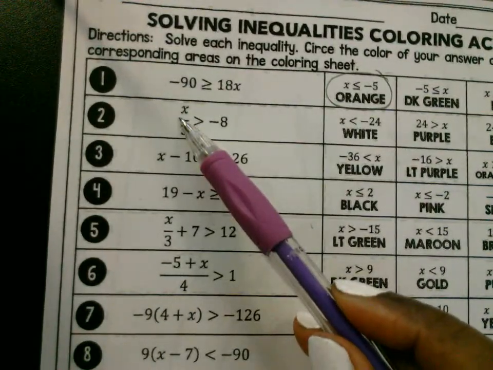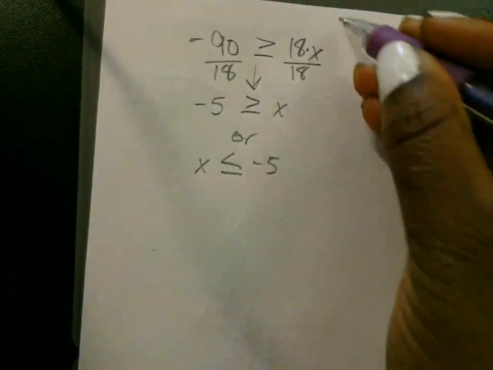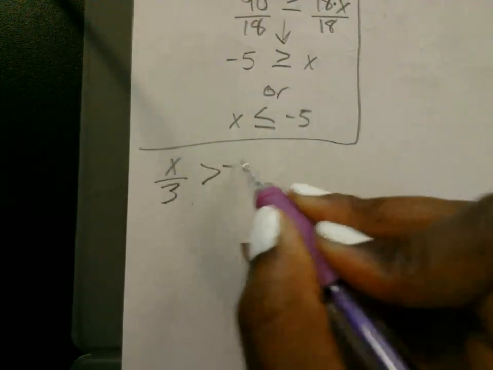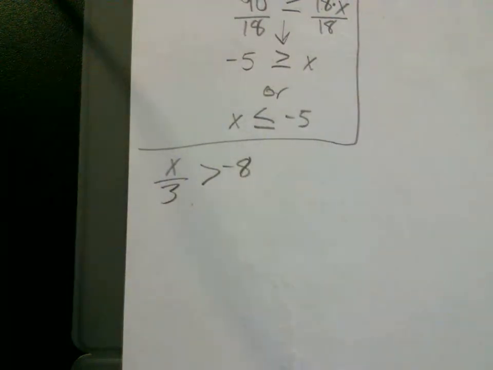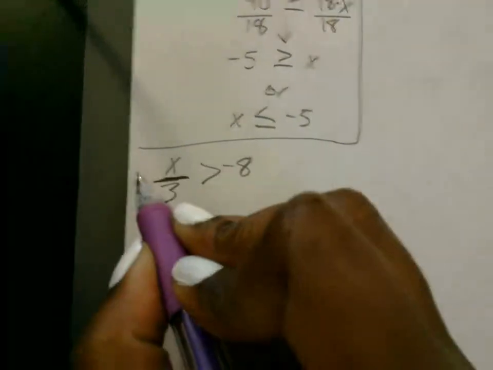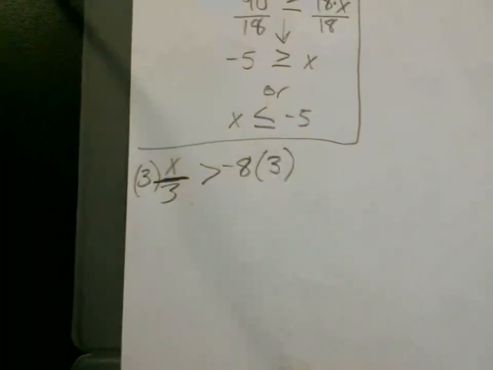Now we're going to do number 2. X divided by 3 is greater than negative 8. Number 1 is orange. All right, so now this is division. What's the opposite of division? So we're going to multiply both sides by the whole number or integer 3.